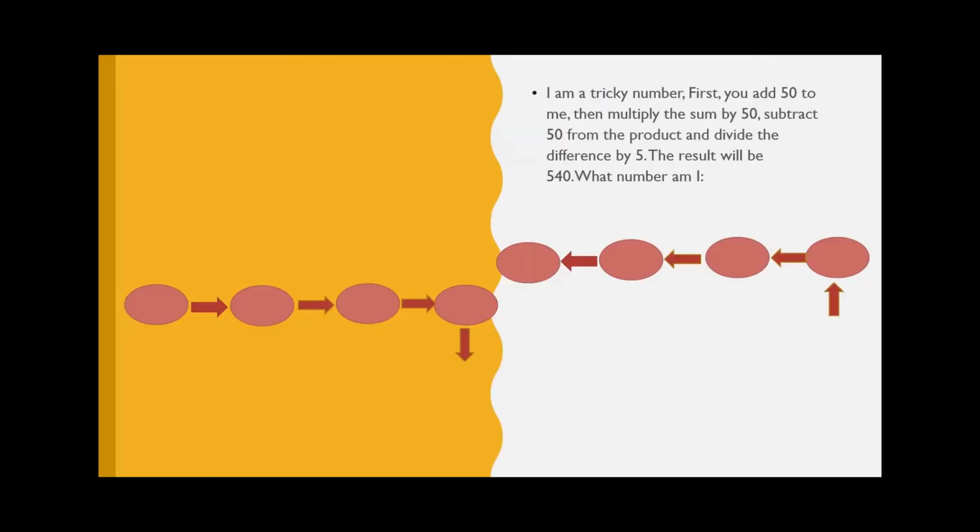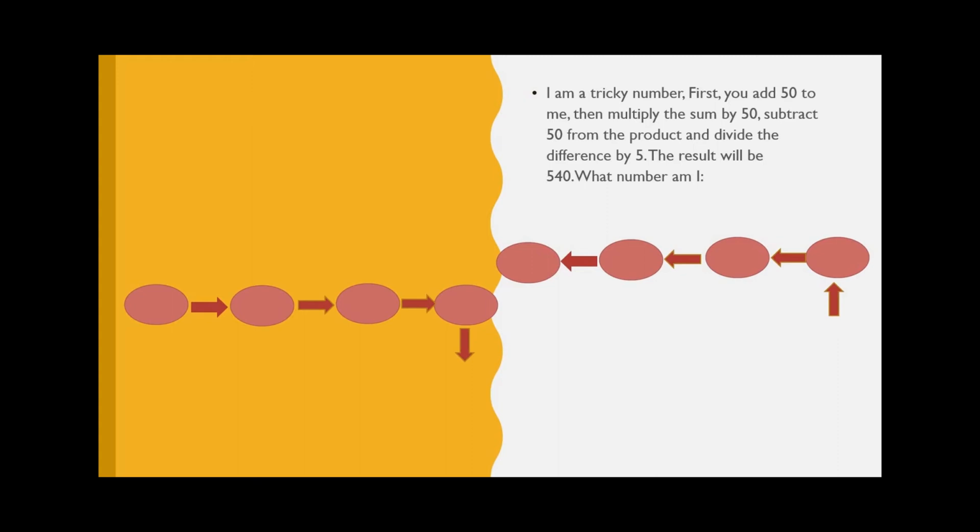Let's look at an example. I am a tricky number. First, you add 50 to me, then multiply the sum by 50. Subtract 50 from the product and divide the difference by 5. The result will be 540. What number am I?